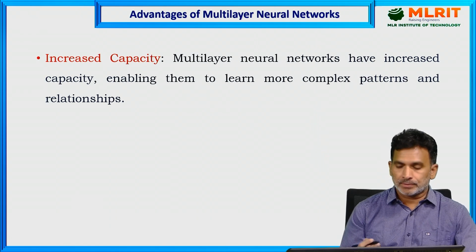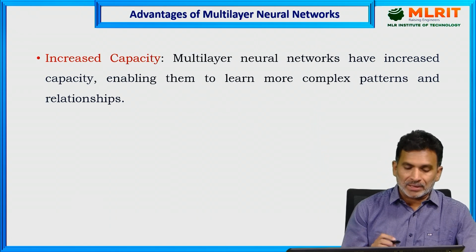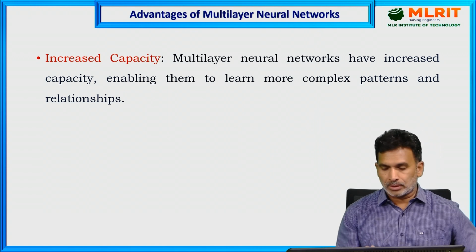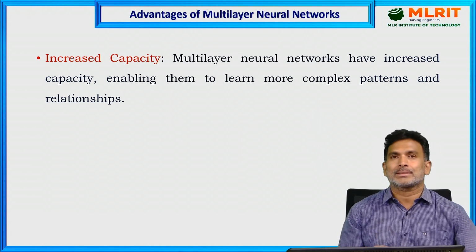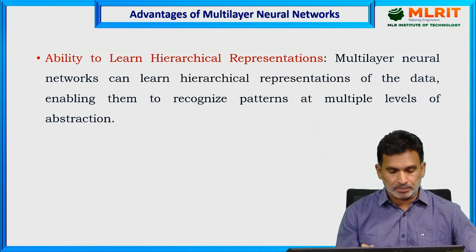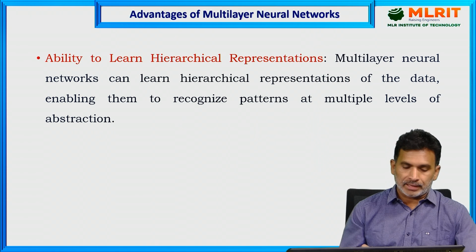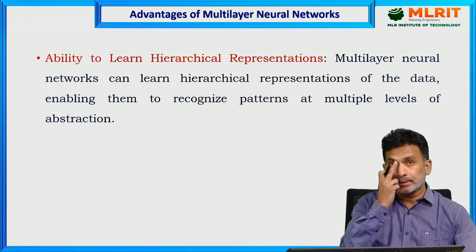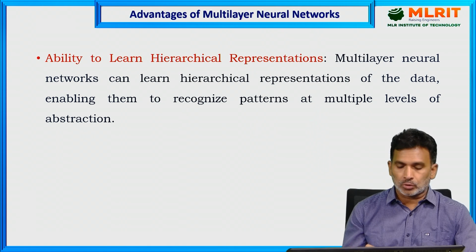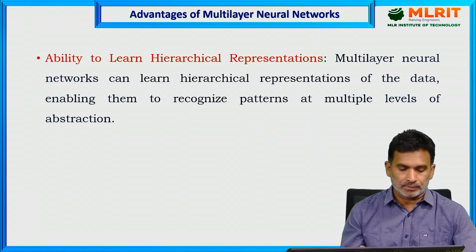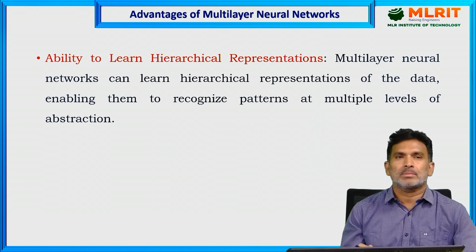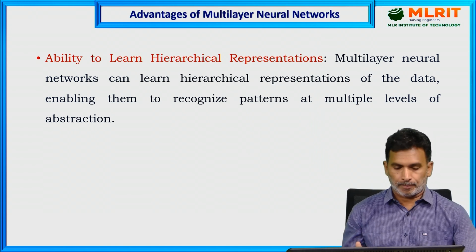And because of this, the capacity of multi-layer perceptrons is increased, because the hidden layers enable the network to learn more complex patterns and relationships. Another advantage is the ability to learn hierarchical representations. Multi-layer neural networks can learn hierarchical representations of the data, enabling them to recognize patterns at multiple levels of abstraction.